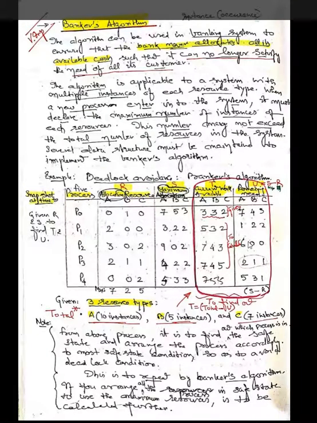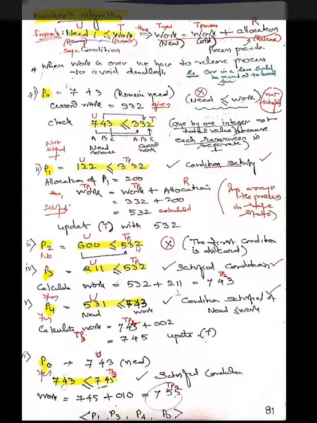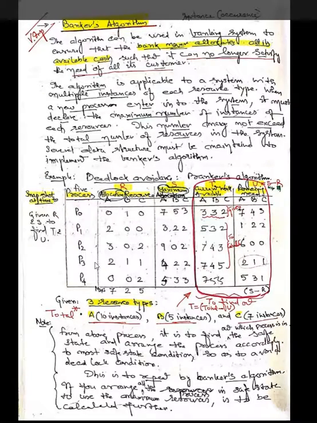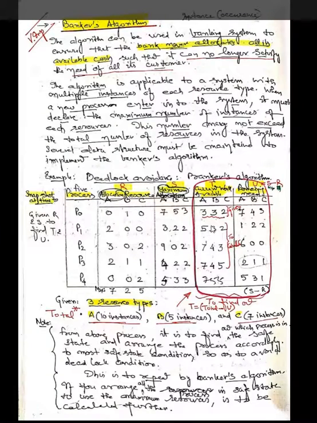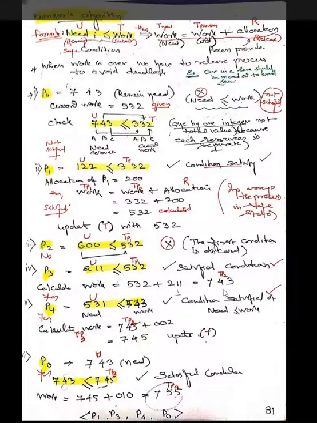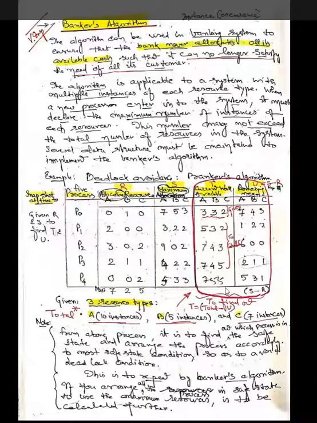The next need is 600, which is compared with 532. This is not satisfied. Then we go to 211, which is compared with 532, and this condition is satisfied. This is P3, so its allocation 211 is added to 532, and it becomes 743. So 743 is now the current available resources.